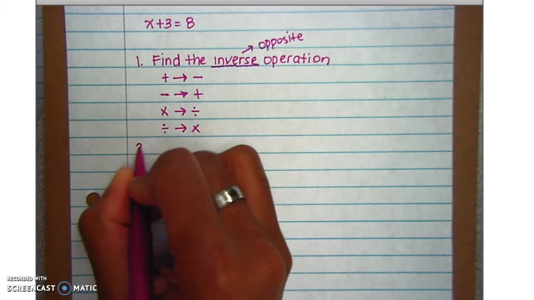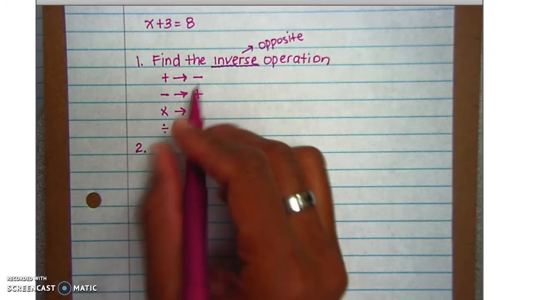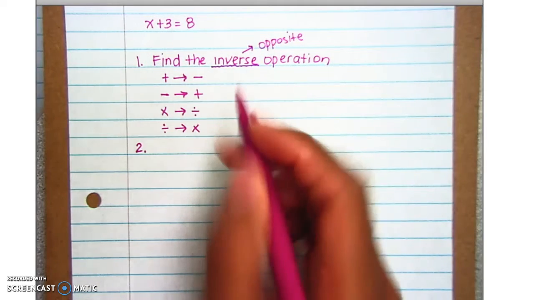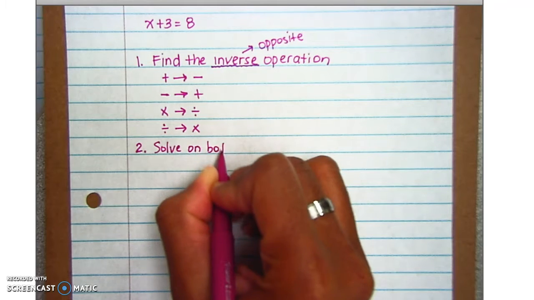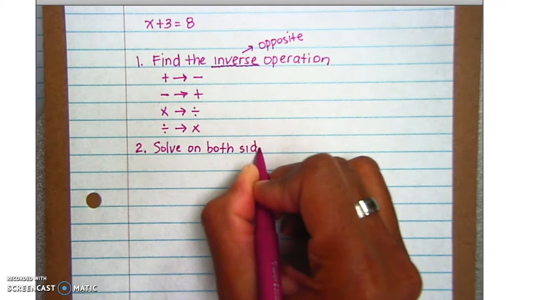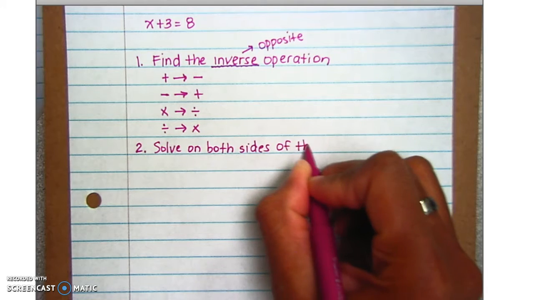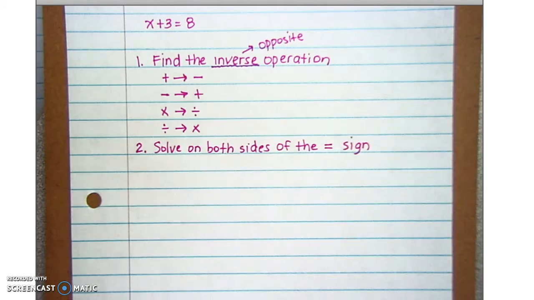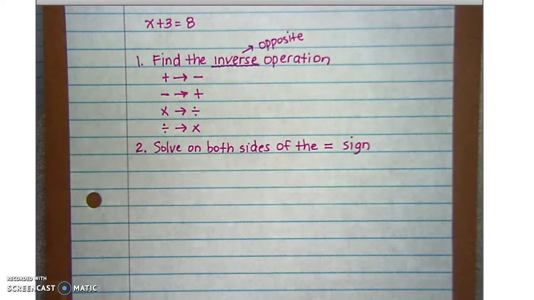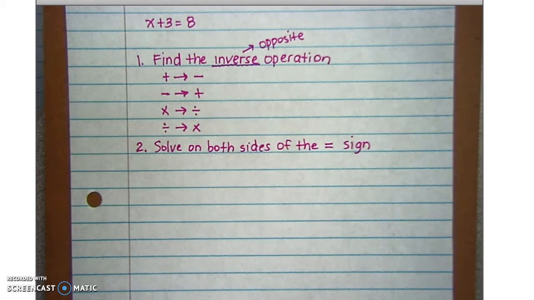Step number 2, once you have found your inverse operation, you're going to solve on both sides of the equal sign, or the inequality symbol, depending on if you're 7th or 8th grade. By solve, I just mean do the math. 8 plus 3, 9 plus 2, 4 plus 8. Whatever your math is, you're going to solve it on both sides.